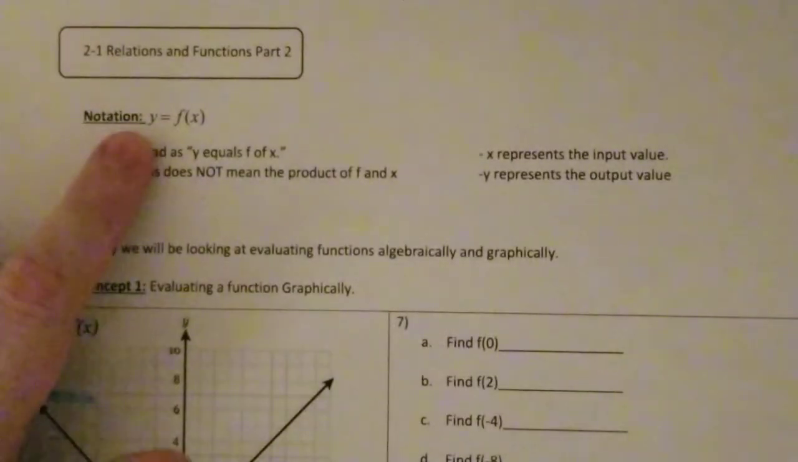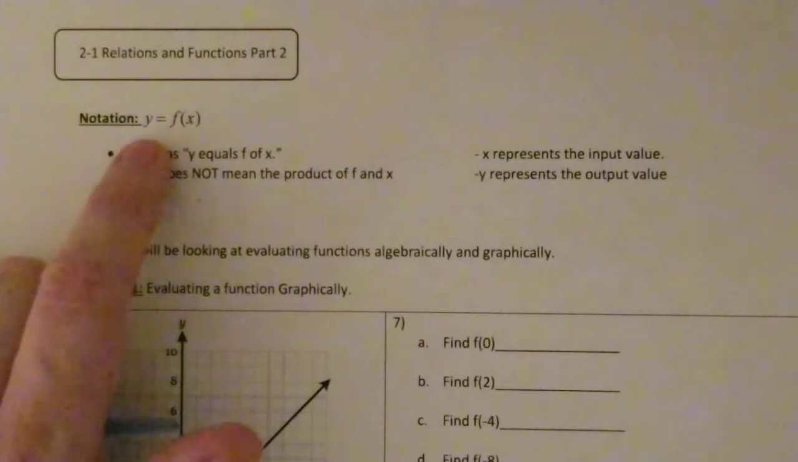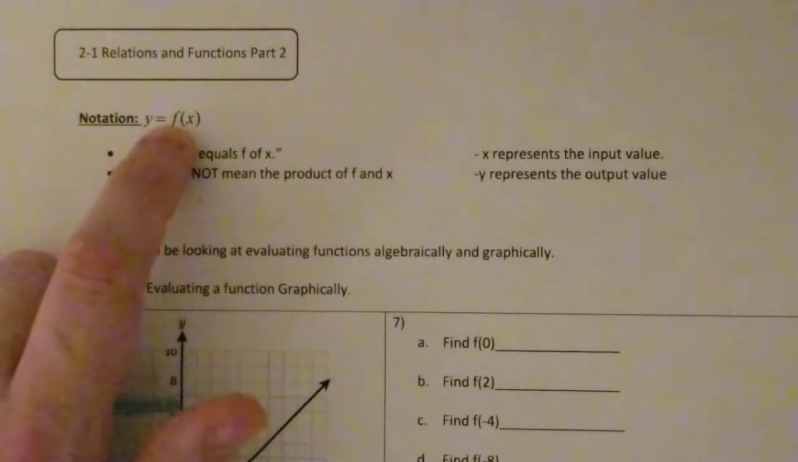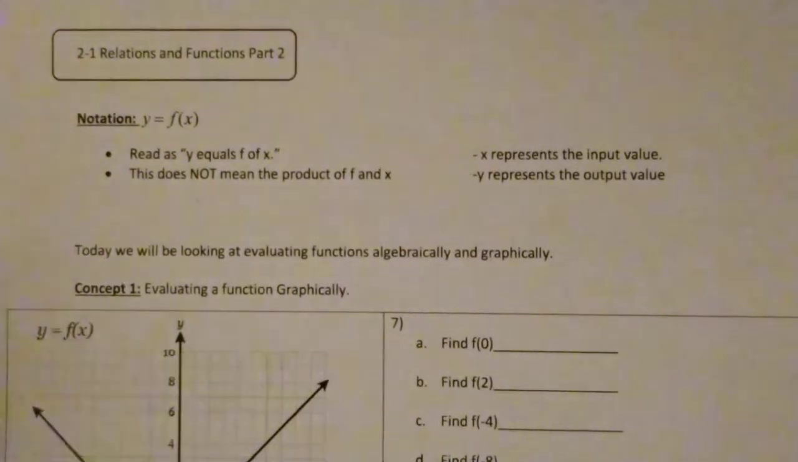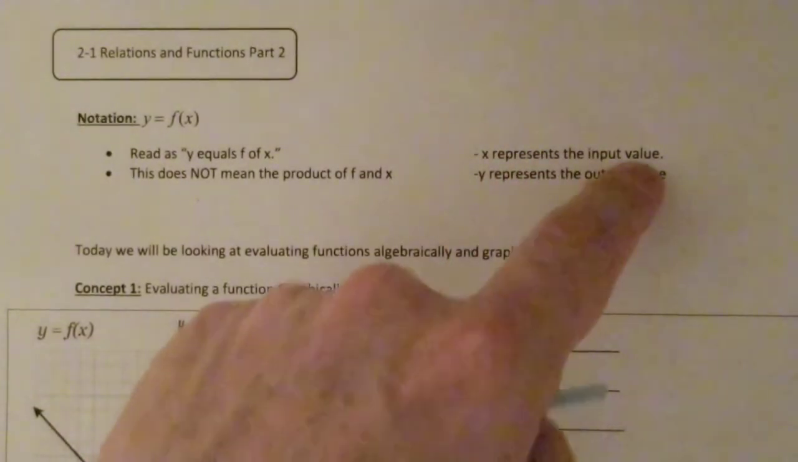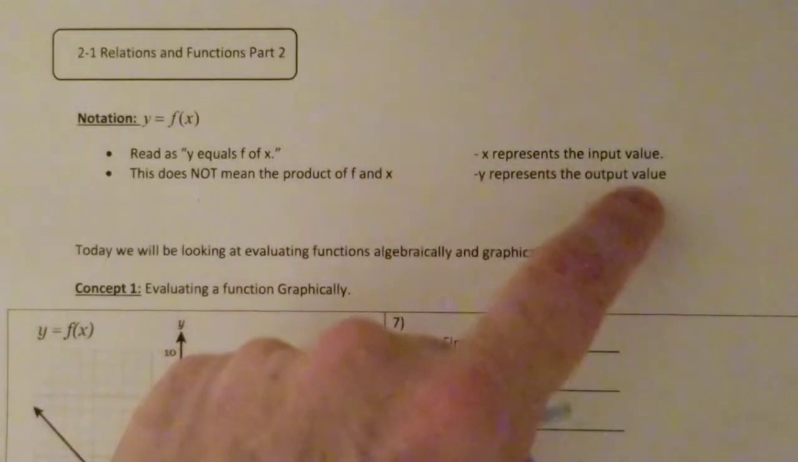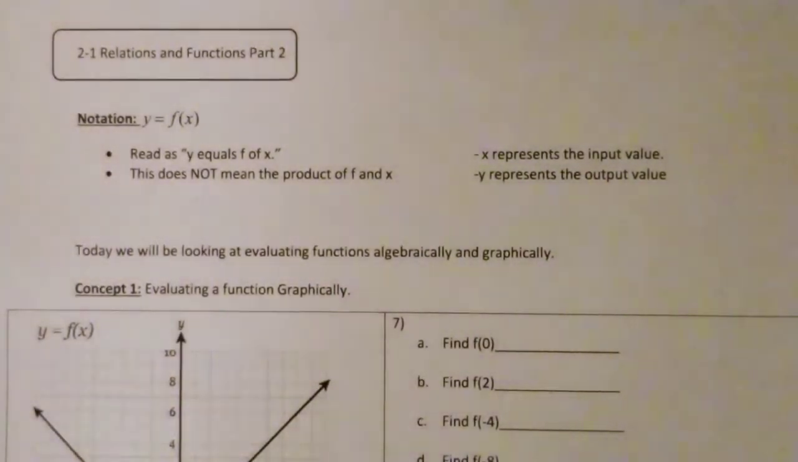So just a little bit about the notation. How this is written is y equals, and we read this as f of x. So it's not the product of f times x or anything like that. X is your input value, or what you're plugging in. Y is your output value, or your answer once you plug something into your function.